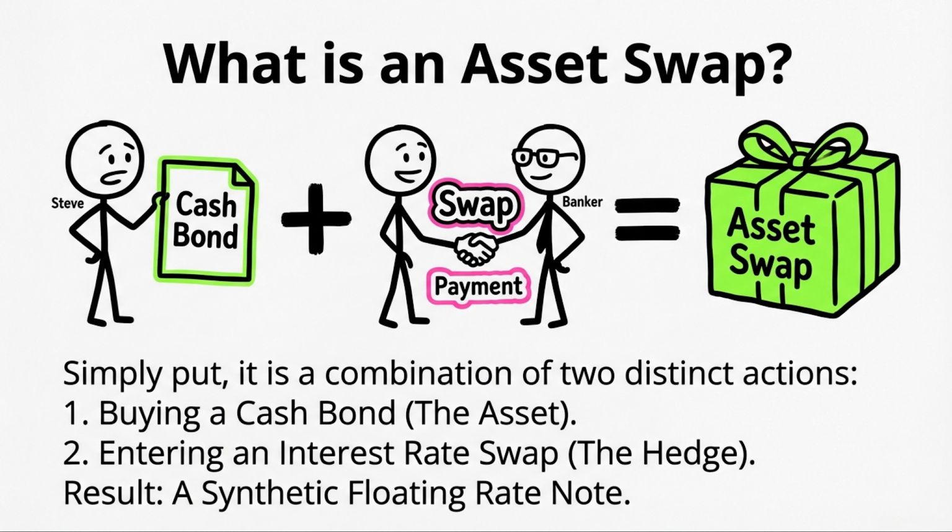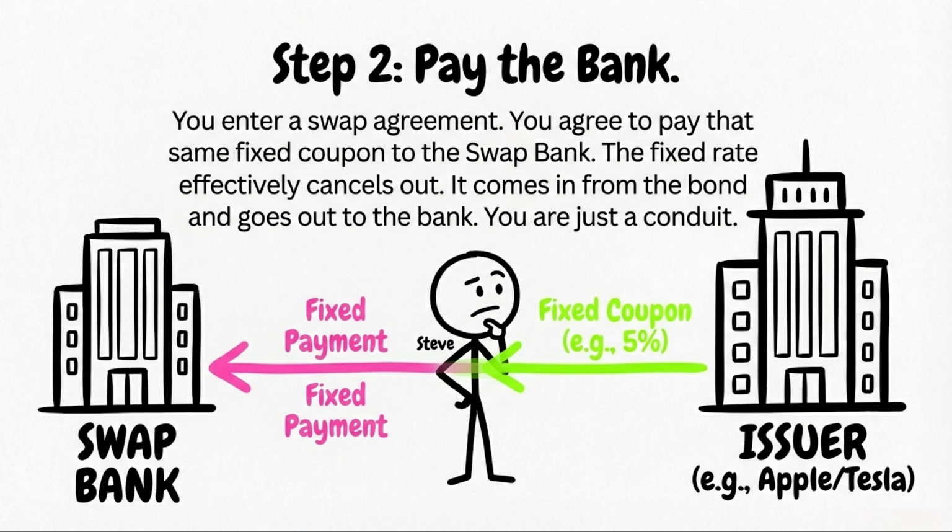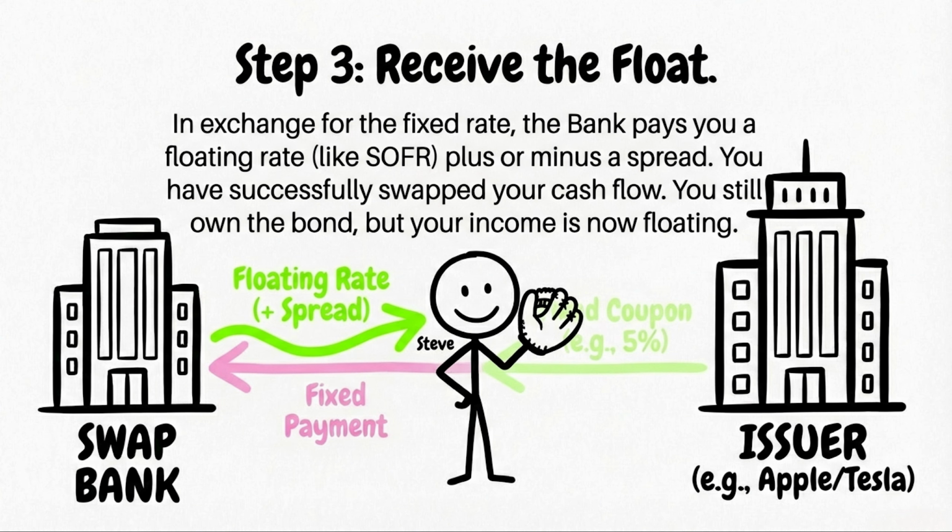How it works? Let's look at the mechanics. An asset swap package consists of two distinct components effectively bundled together. The cash asset: the investor buys the actual bond from the market. The swap: the investor enters an interest rate swap with a bank, the swap counterparty. Here is the flow of money. Visualizing this is crucial. Step 1. The investor receives the fixed coupon from the bond issuer. Step 2. The investor pays that same fixed coupon to the swap bank. Step 3. The swap bank pays the investor a floating rate plus or minus a spread.